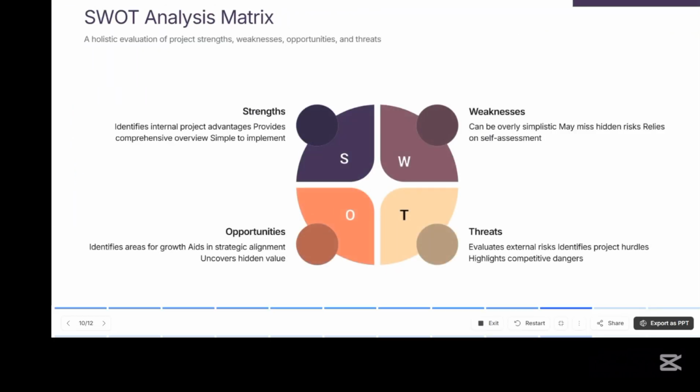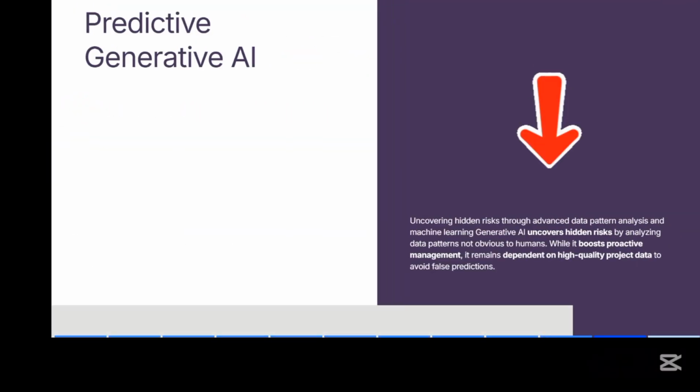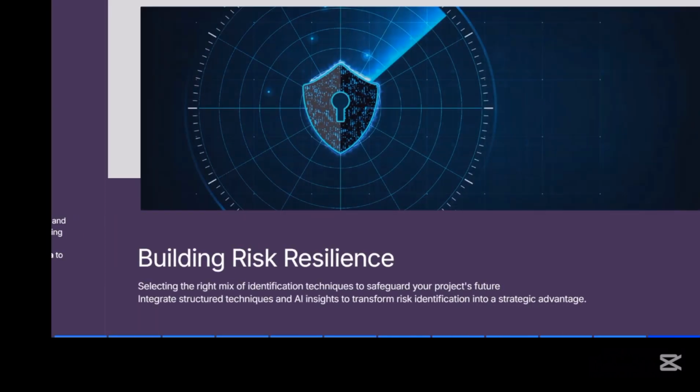We evaluate strengths, weaknesses, opportunities, and threats. This simple method gives a comprehensive overview, but it may miss hidden risks. Let's go. The final method is predictive generative AI. This uses advanced AI to predict risks from extensive data, identifying potential issues. This identifies patterns and generates hidden output.